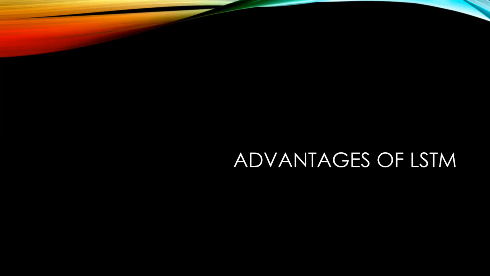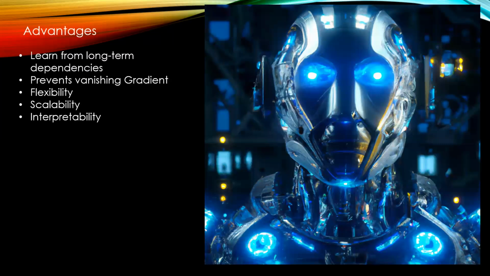LSTM networks have several advantages over other neural network architectures. Here are 5 points that summarize the advantages of LSTM. The first important point is LSTM has a wonderful ability to handle long-term dependencies. I repeat, LSTM has several advantages as compared to other neural network architectures. One important point here is that LSTM has a remarkable ability to handle long-term dependencies.